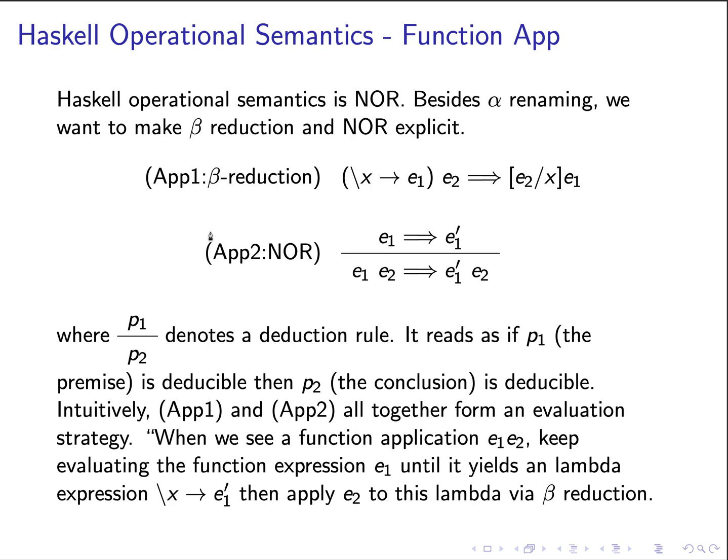Intuitively, these two app1 and app2 rules together form an evaluation strategy, meaning when we see a function application E1 applied to E2, we keep evaluating the function expression E1 until it gives us a lambda expression. Hopefully it's lambda x goes to E1 prime. Then we apply E2, which is the actual argument, to this lambda function via the beta reduction rule.